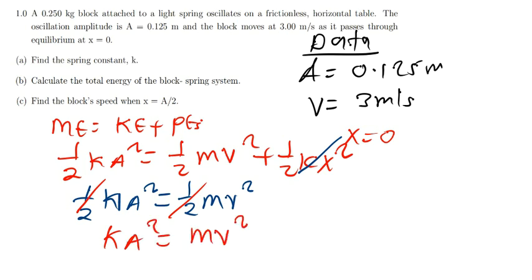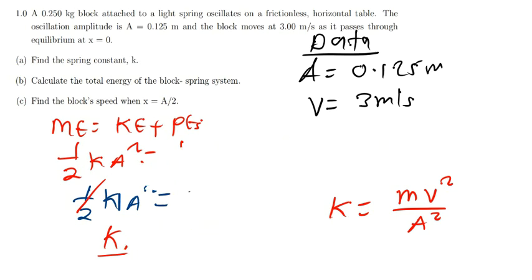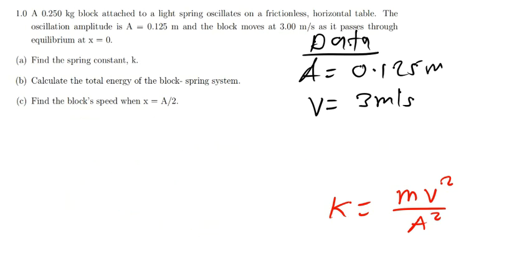Our goal is to find the value of k. Let's divide both sides by A squared. In short, these two will cancel. My k value will be equal to mv squared over A squared. We have the v, we have the m, and we also have the A. So let's go ahead and find the value of k.